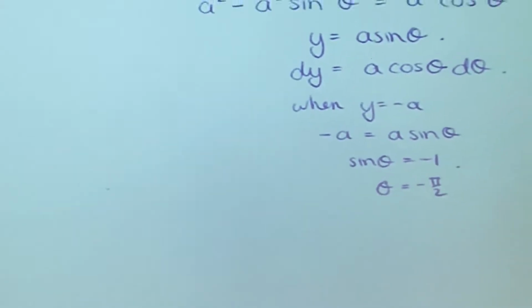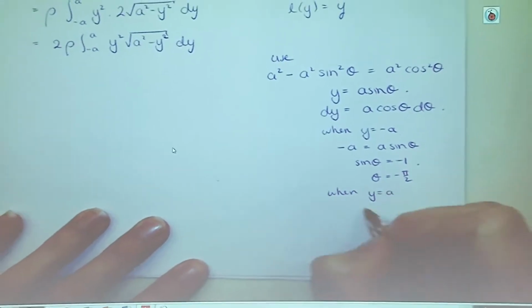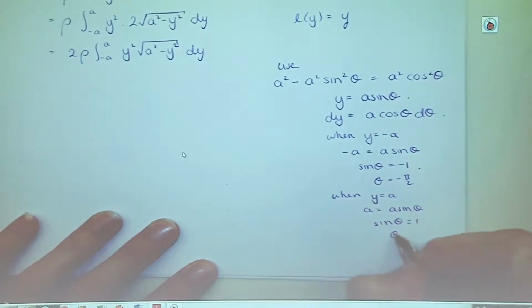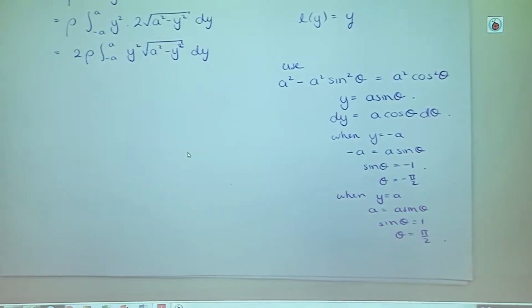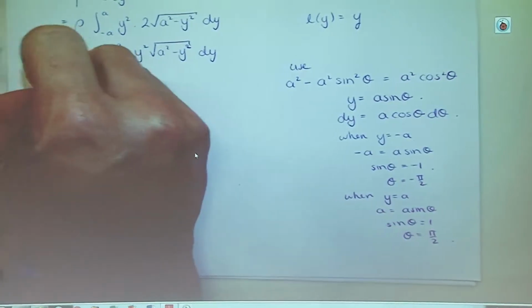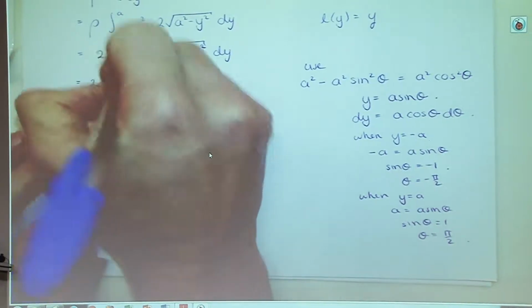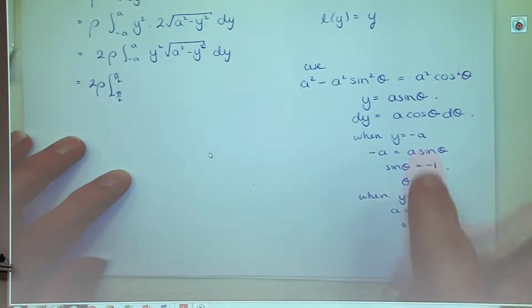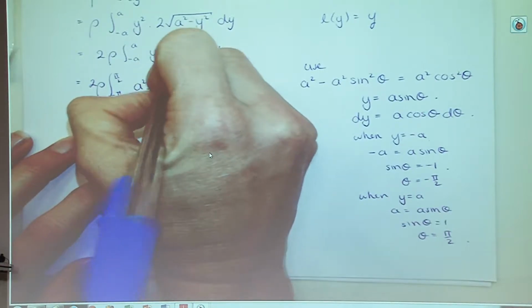Using up the whole page here on the right hand side. All right. When y equals a, theta is equal to pi on 2. Okay, so now we're set, I think. Equals 2 rho, minus pi on 2, pi on 2. y squared is going to be a squared sine squared theta.